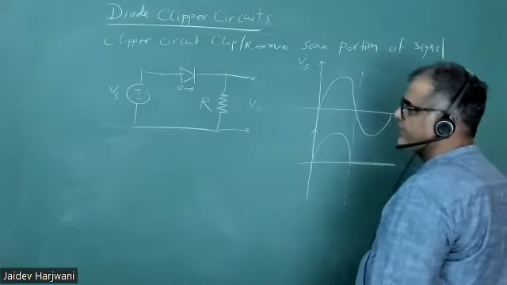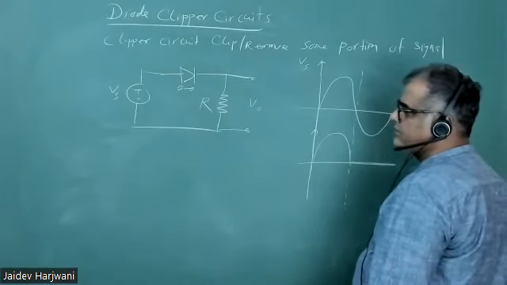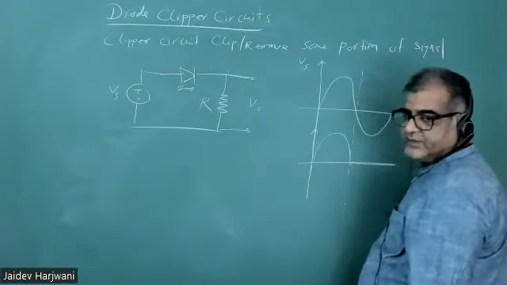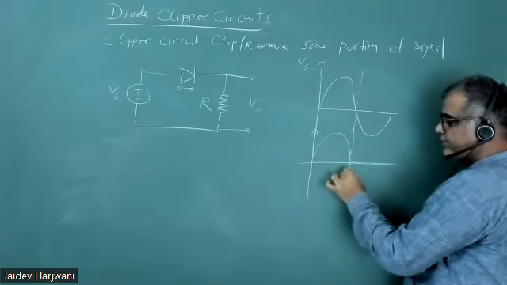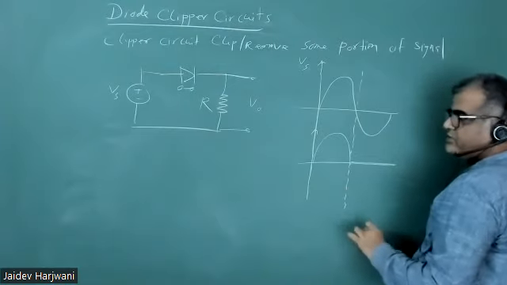Sir, can you repeat? My network was gone, sir. Just the last statement. Which last statement? So this graph, what you are telling? So this is a rectifier circuit. I already explained, we have already done so many questions on rectifiers.